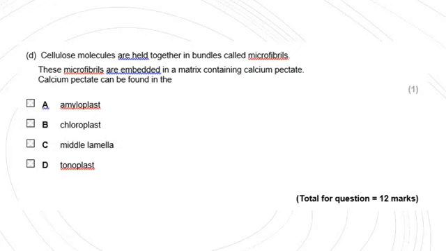So, cellulose molecules are held together in bundles called microfibrils. These microfibrils are embedded in a matrix containing calcium pectate. We have seen this before. Look at the words. Look at the structure of it. Where can calcium pectate be found? Is it in the amyloplast, chloroplast, the middle lamella, or tonoplast? And hopefully you've ticked middle lamella.